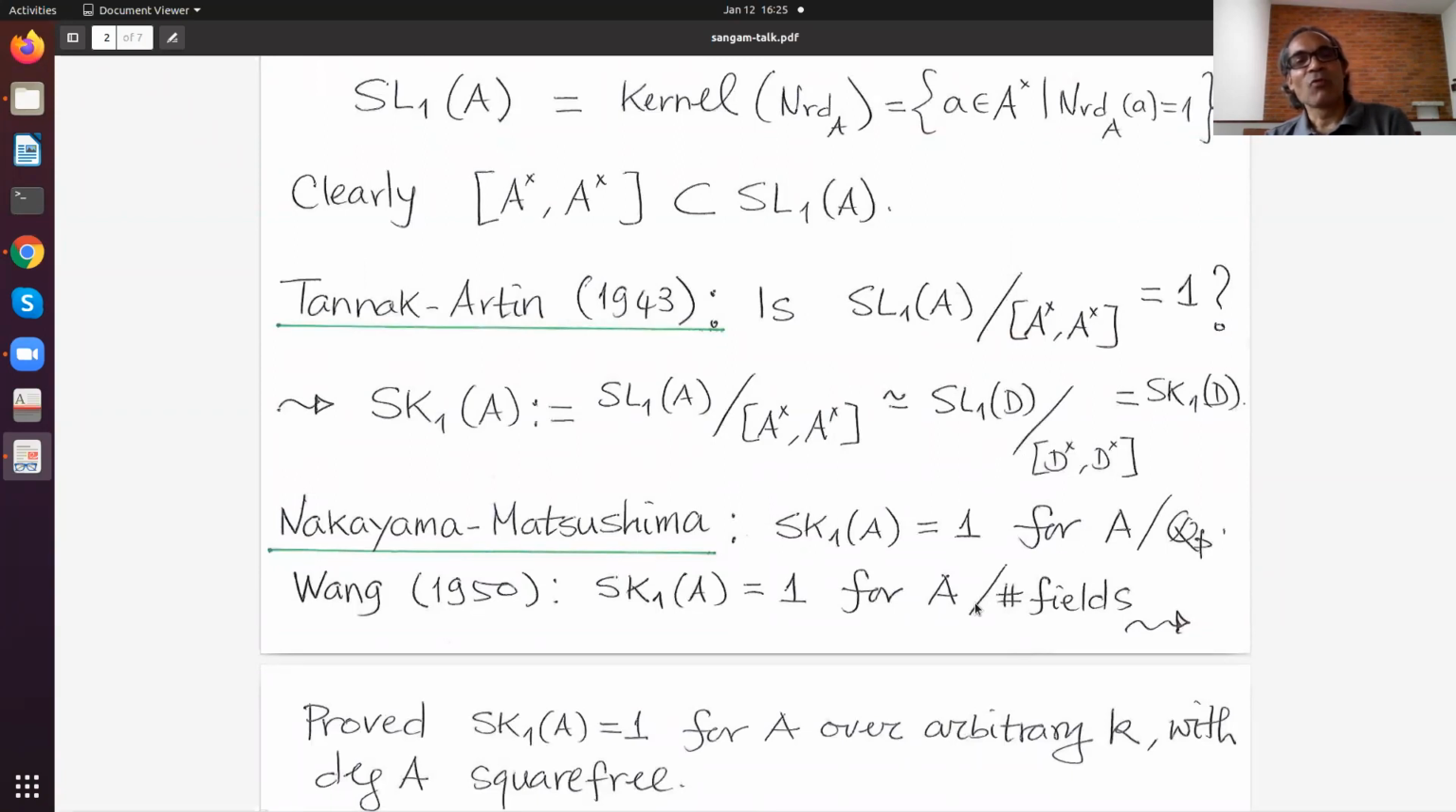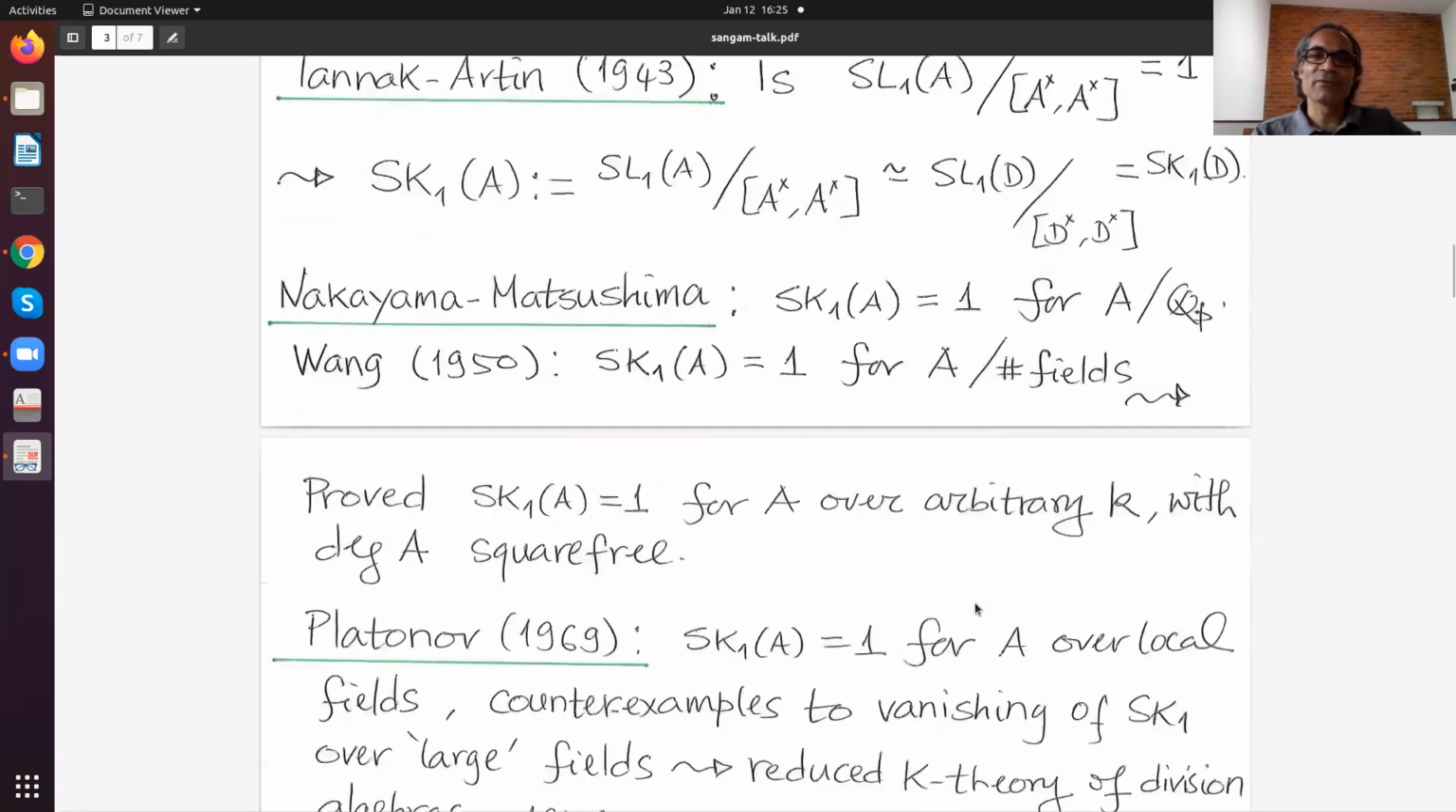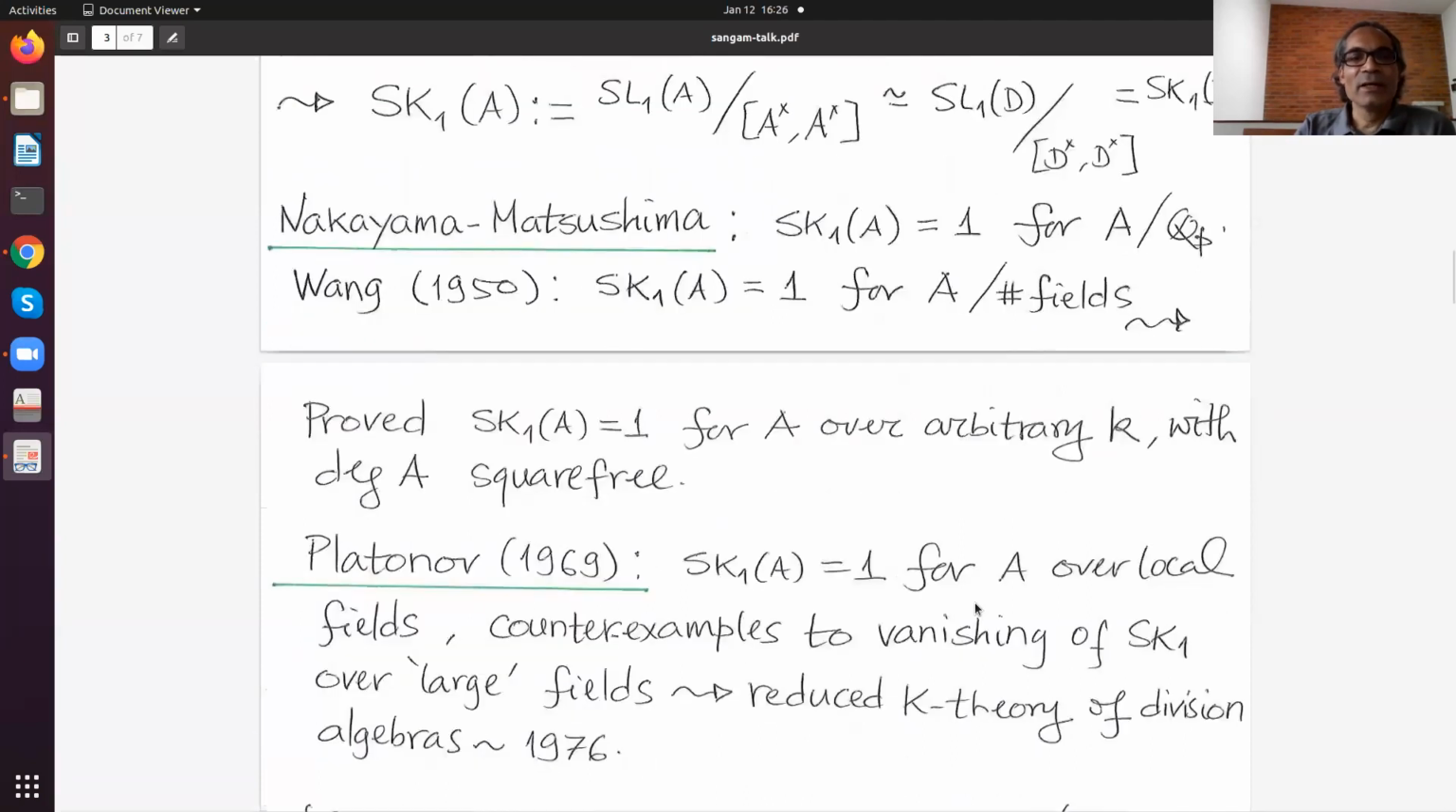And Wang in 1950 proved this for number fields. No condition on A. Any central simple algebra, SK1 vanishes over number fields. This is a result of Wang. Moreover, he proved that SK1 also vanishes for any central simple algebra over a field K, as long as the degree is a product of distinct primes. So this was a pretty old result.